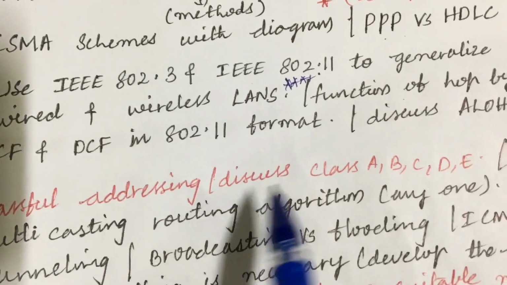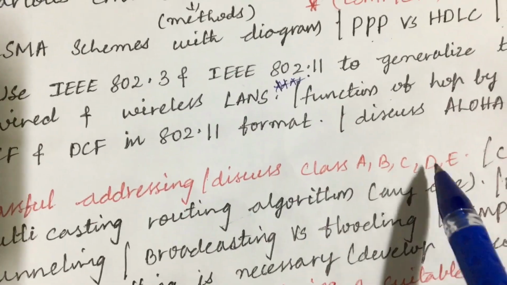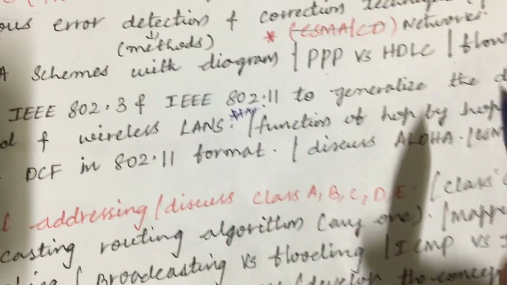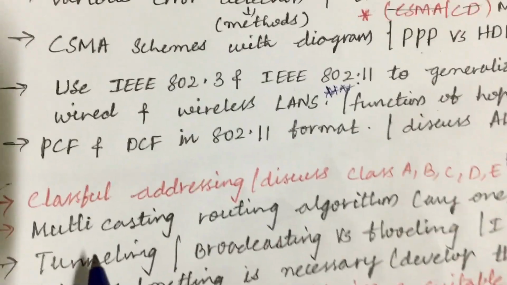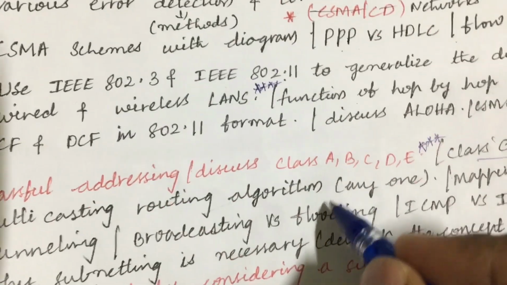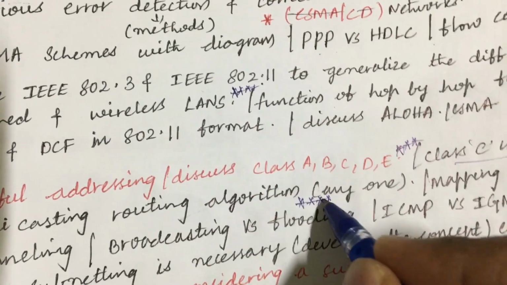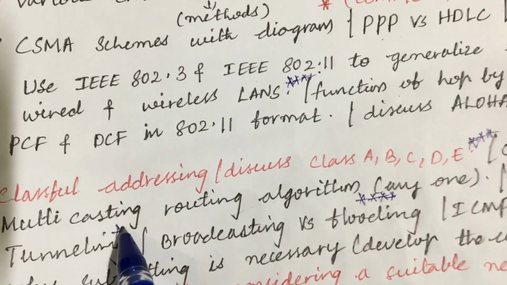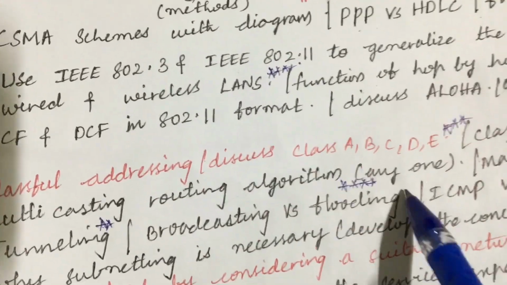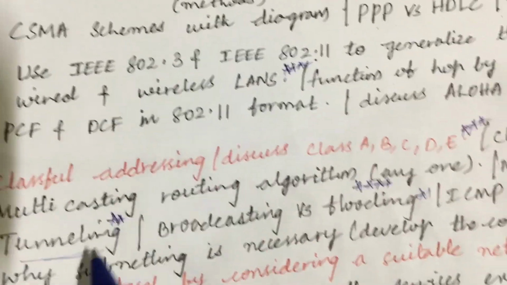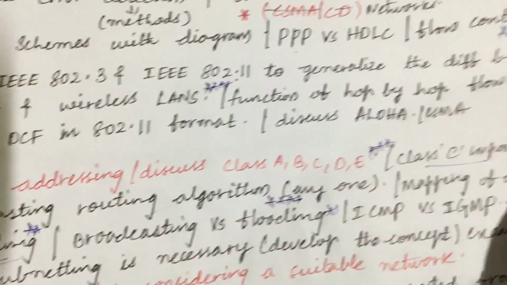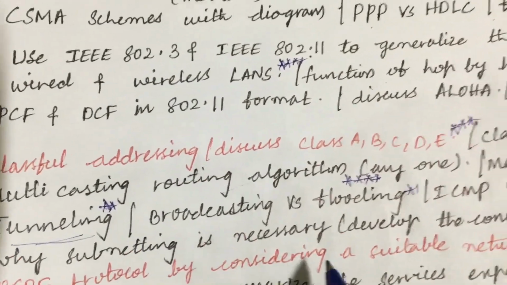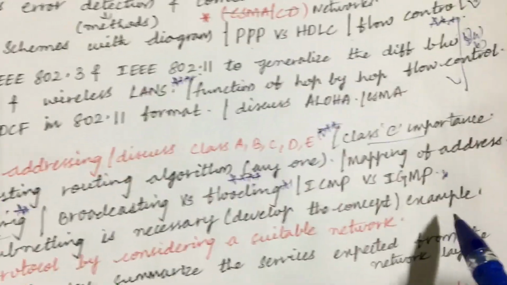Classful addressing: discuss class A, B, class C, class D as well as class E is also one of the very important questions, and the importance of class C. Multicasting routing algorithm, and explain any one algorithm with an example, is a gunshot question, and the mapping of address as well as tunneling as well as broadcasting versus flooding is also a very important and gunshot question which may be asked for 5 marks. ICMP versus IGMP differences, and why subnetting is necessary, develop the concept with an example.